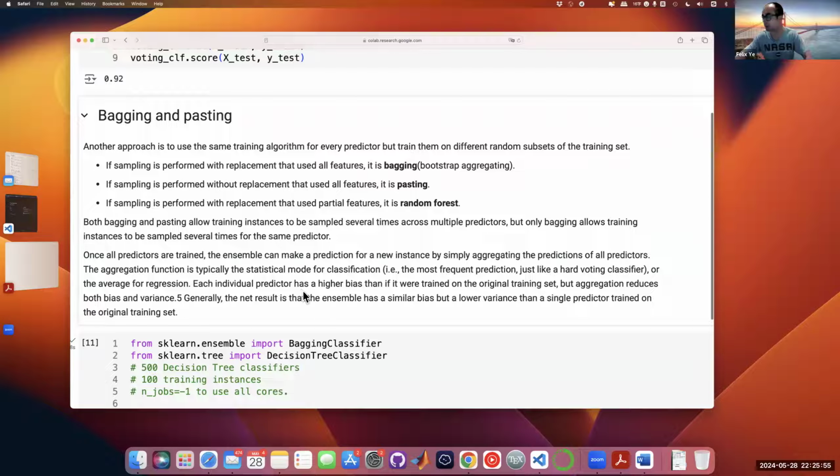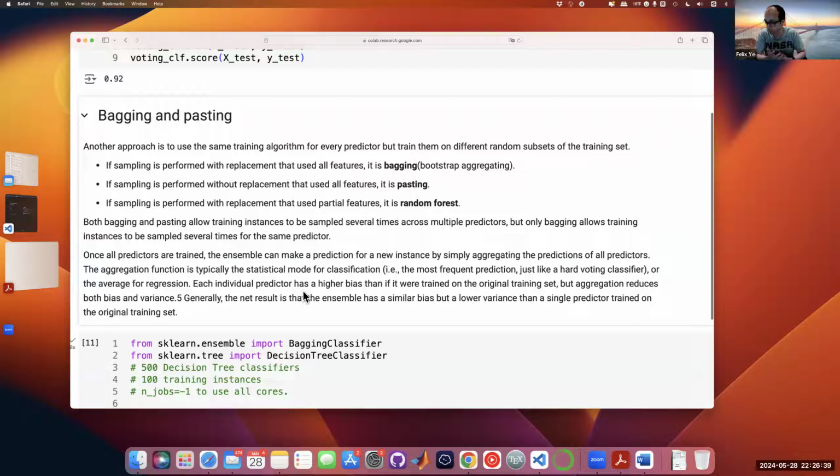Each individual predictor will have high bias if we train on the whole original training set. This technique of training on a random subset actually reduces both the bias and the variance at the same time, which is really good. We have talked about overfitting and underfitting in the previous lectures. It's really hard to reduce the bias and the variance at the same time.